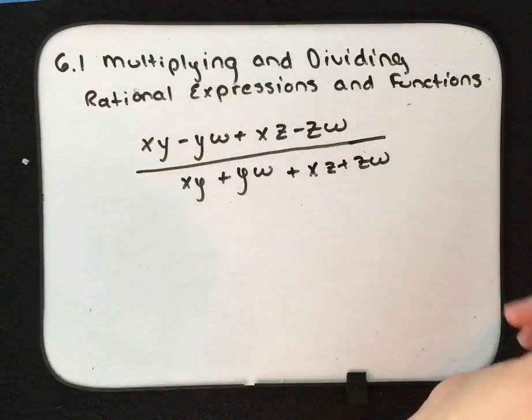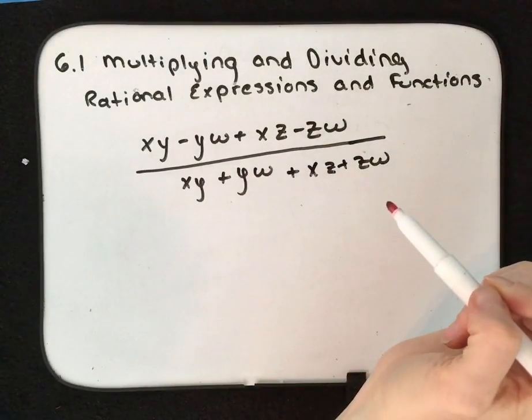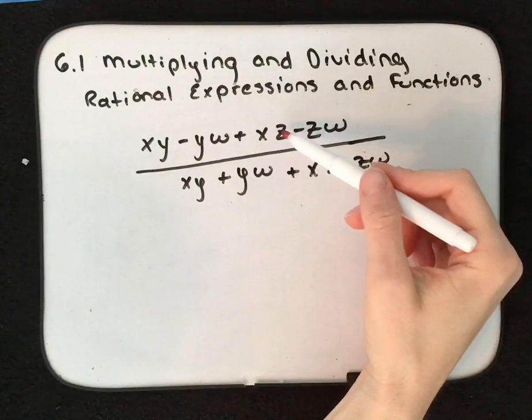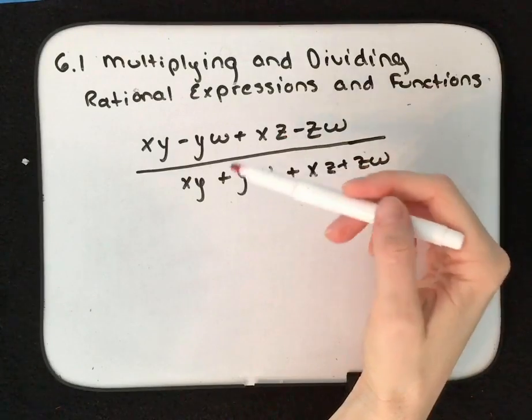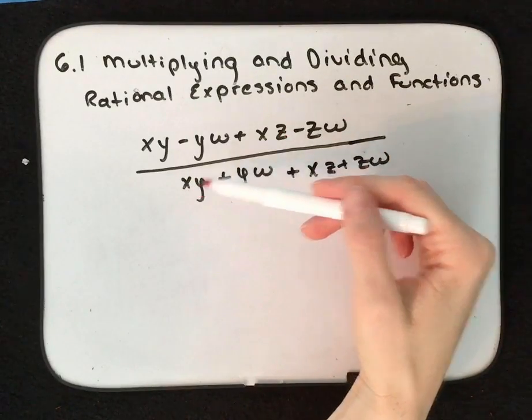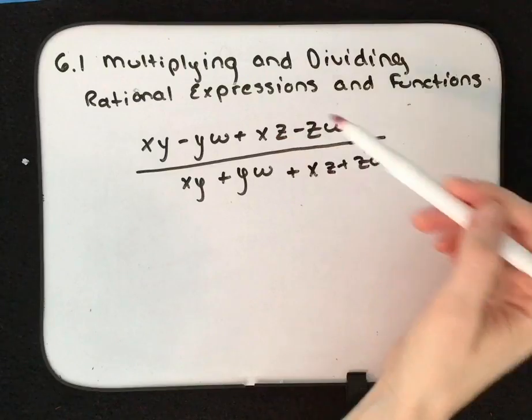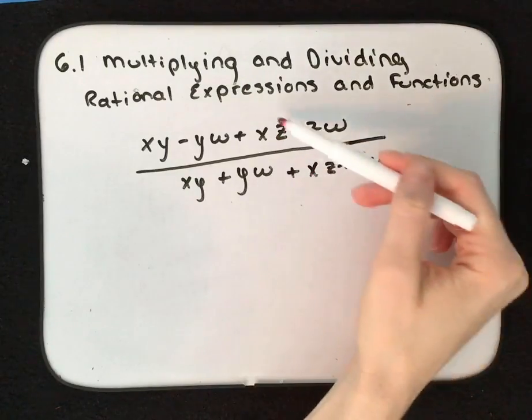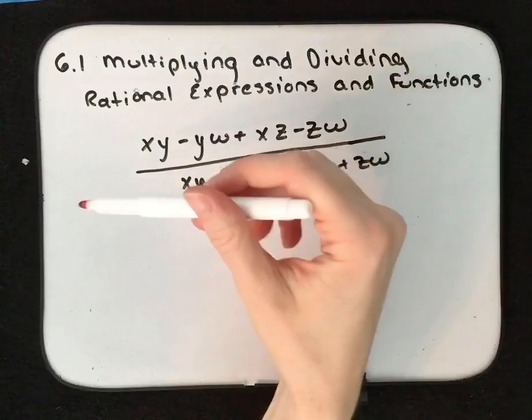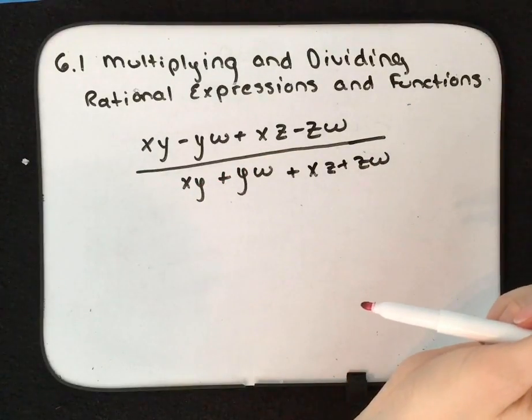You cannot cancel because there's nothing pulled out into the front of the numerator and the denominator. Yes, there's an x plus y term here. Yes, there is an xy term here. Yes, there is an xz term here. Yes, there's an xz term here. But you can't cancel these because they are not pulled out to the front using our multiplication of the terms.